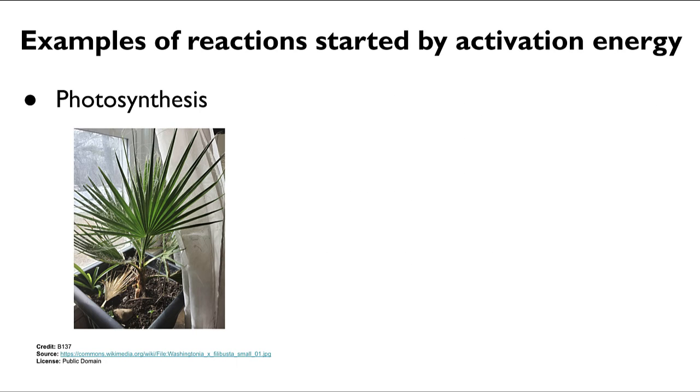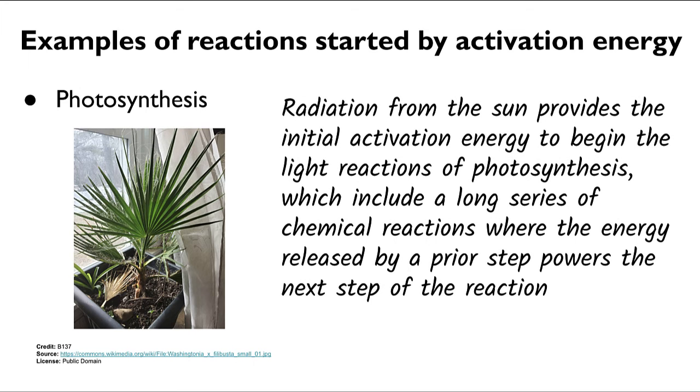Final example for today is photosynthesis, which occurs in plants. Photosynthesis can occur at many naturally occurring temperatures because radiation from the sun provides the initial activation energy to begin the light reactions of photosynthesis. Now, photosynthesis includes a long series of chemical reactions where the energy released by the prior step powers the next step of the reaction, but radiation from the sun provides the initial activation energy needed.